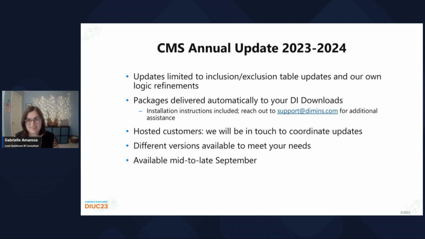If you're wondering how you get this update, if you're a hosted customer, we will be in touch directly with you to coordinate that. Otherwise, the package and installation instructions will be sent automatically to your DI downloads. Different versions of the package are also available depending on how you use the data and which version of hospital operations you have. As of the time of this recording, we are on track to release this update in the mid to late September timeframe. And as always, you can reach out to our team via support for any clarification or assistance.